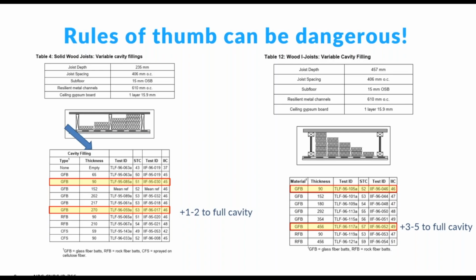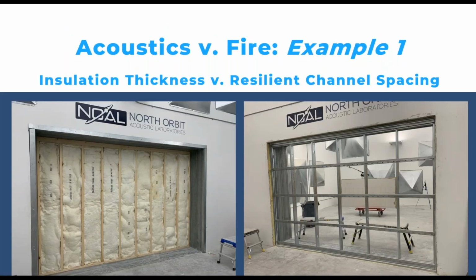It might be worth it, especially if you're trying to hit some particular target that's code prescribed or whatever it may be. Adding more insulation could be a way to get you there, and maybe it's the way that makes the most sense. But we've got to pay attention to fire for that too, and we'll come to that in a little bit. All right, so here's where we're going to talk about the fire part of that for insulation. We're going to talk about two different design elements, insulation thickness and resilient channel spacing, and the interplay between them in terms of acoustics and fire.